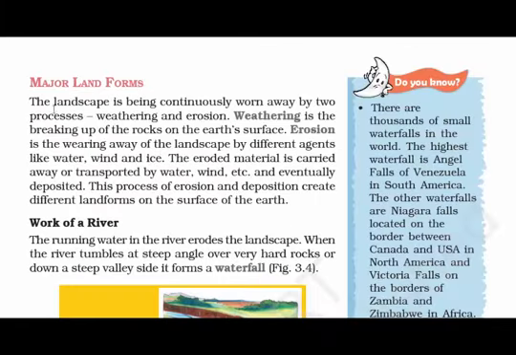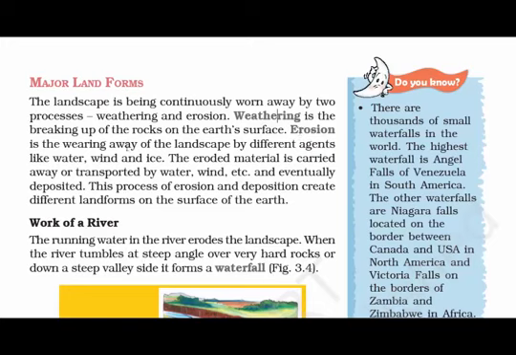On this page we'll read about the major landforms. The landscape is being continuously worn away by two processes, weathering and erosion. So the definition of weathering is breaking up of the rocks on the Earth's surface. By the word weathering you can figure out that it has something to do with the change of weather. A piece of rock doesn't stay the same after a few years. A continuous change of weather acts upon it as an agent which breaks it down.